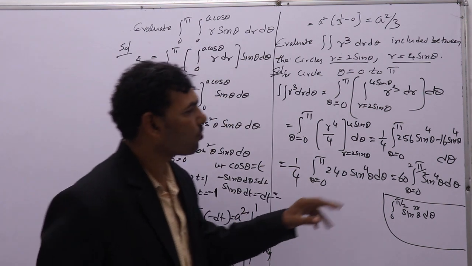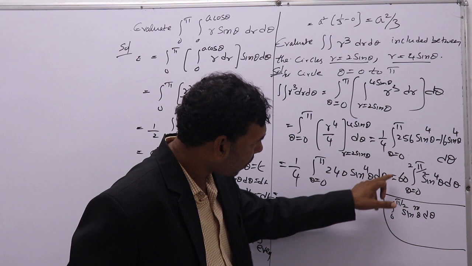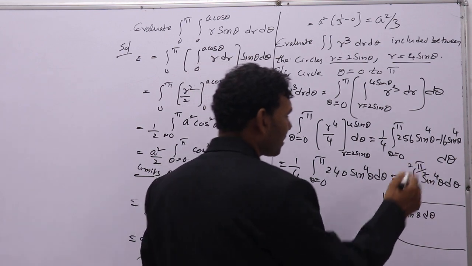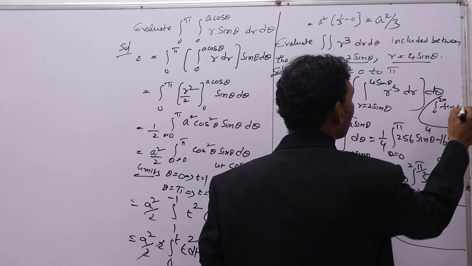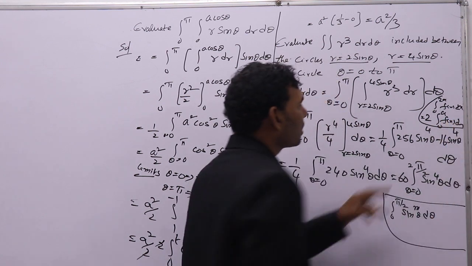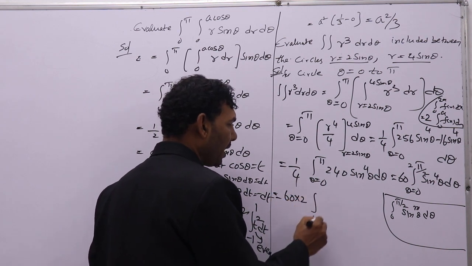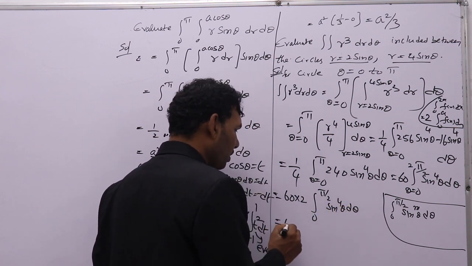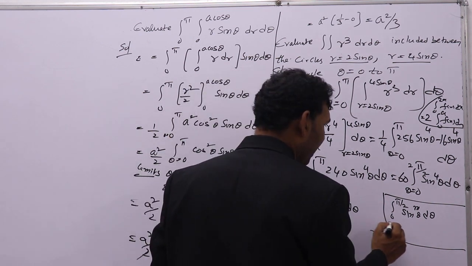In integration, there is one property: integral 0 to 2a f of x dx can be written as 2 as a coefficient times integral 0 to a f of x dx. This is the formula I am talking about. The 2 can be written as a coefficient like that. So 60 into 2 integral 0 to pi by 2 sin power 4 theta d theta. 60 into 2, you know, is 120. This value we can evaluate like this.